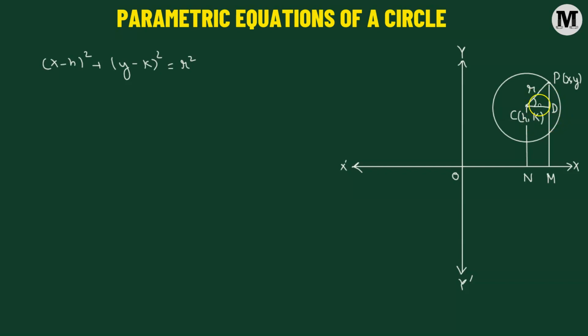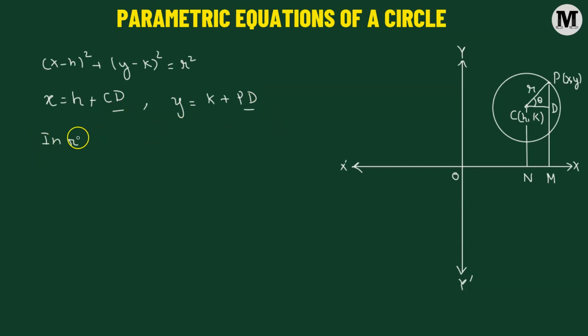Now we have this angle theta, and theta is the angle made by CD with the radius CP of the circle. Now clearly we can define the coordinates of point P. So the x coordinate will be given by the distance of the center from the y-axis, which is nothing but the h value, added to CD. And to find the y coordinate, we have the height k, and to it we are going to add PD.